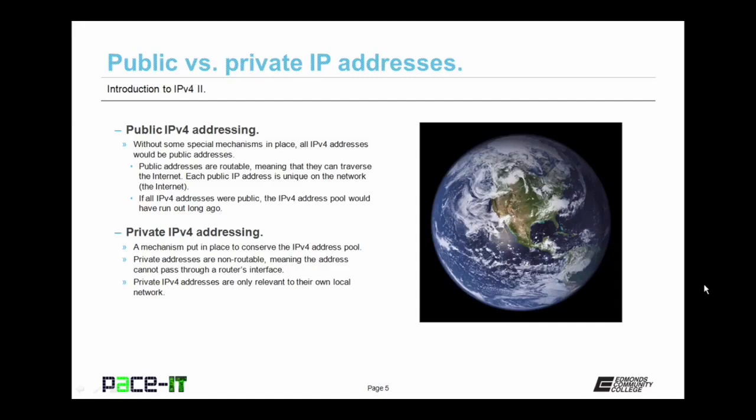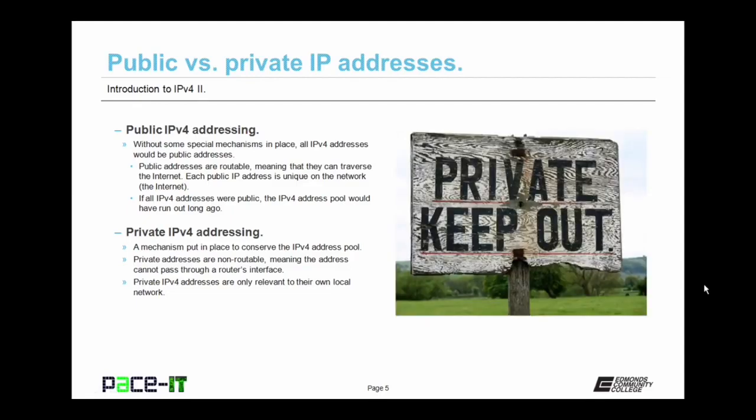If all IPv4 addresses were public, the IPv4 address pool would have run out long ago. So they developed some special mechanisms to help conserve that pool. And that particular mechanism that conserves the pool is private IPv4 addressing. Private addresses are non-routable, meaning the address cannot pass through a router's interface. Private IPv4 addresses are only relevant to their own local network.